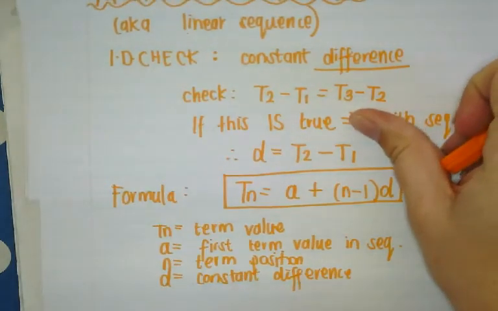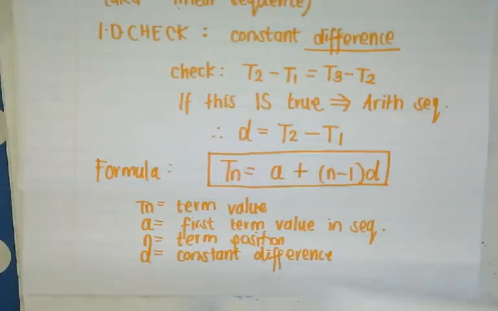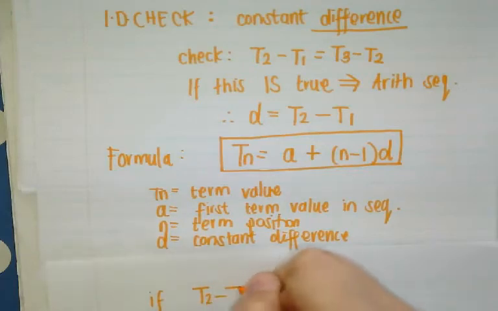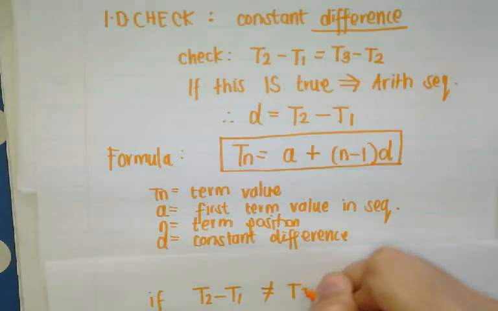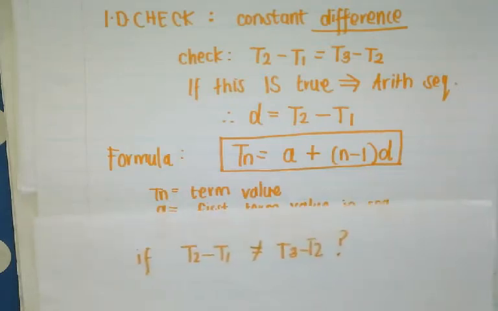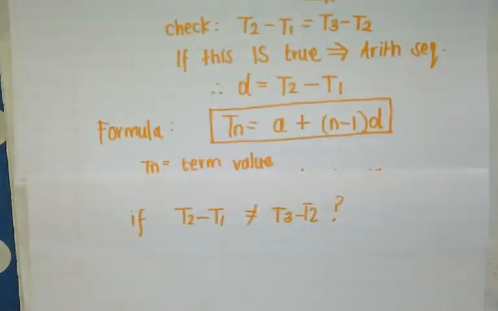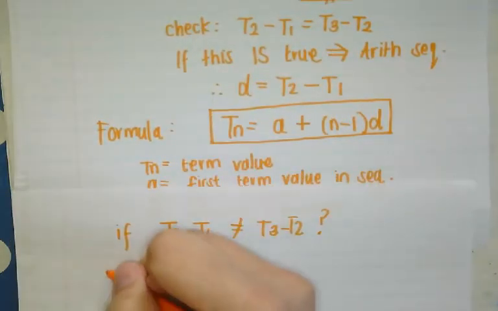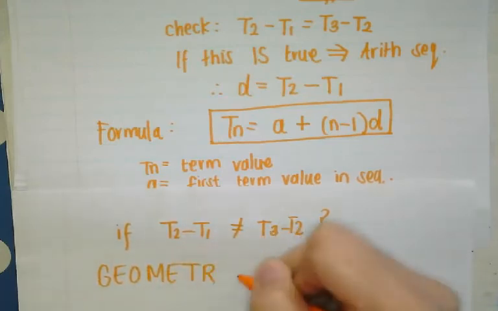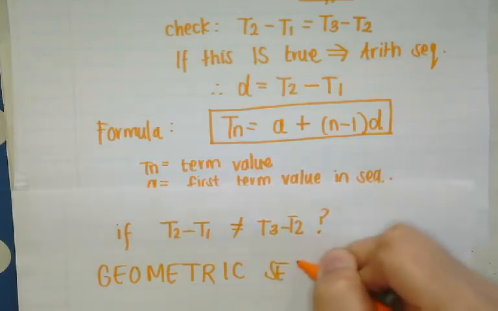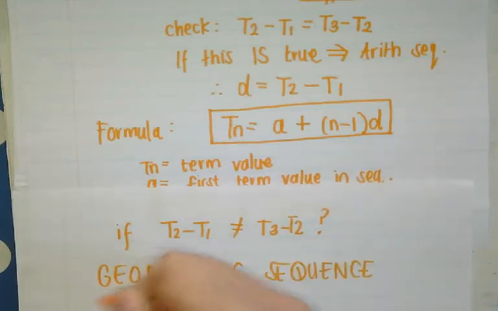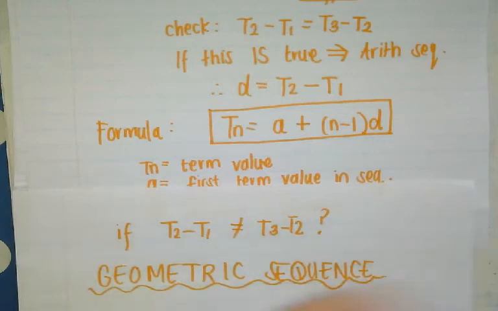So what do we do if there is no constant difference? What happens when I do the two minus sums, but they are not equal? Well, that is when I check my geometric sequence. There is no other name, it's just called a geometric sequence. And its identity check is checking the constant ratio.